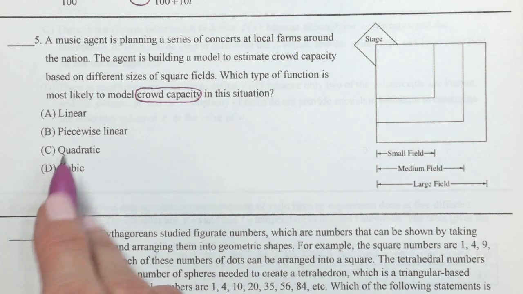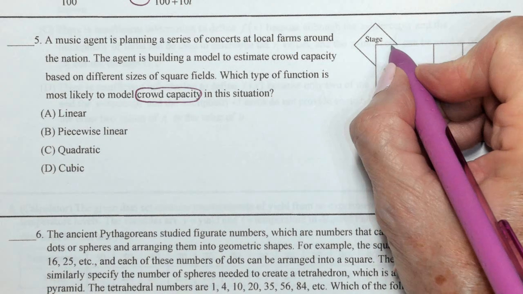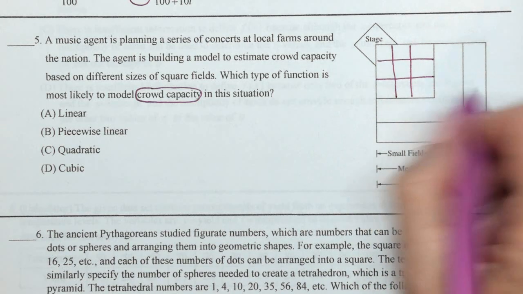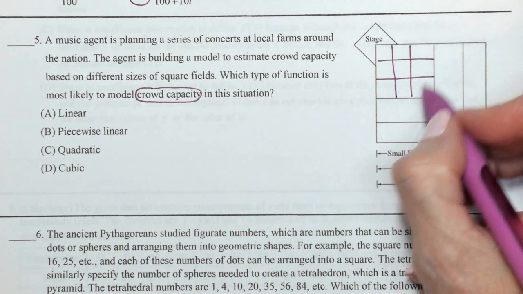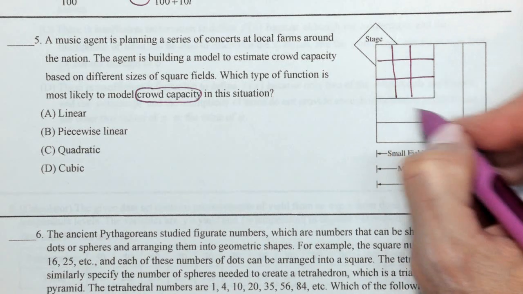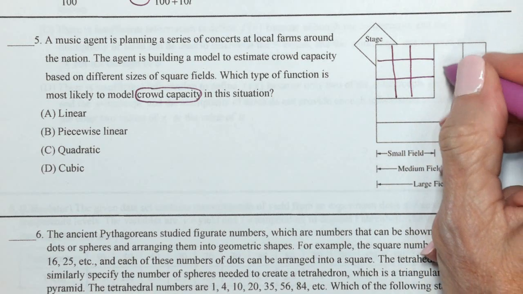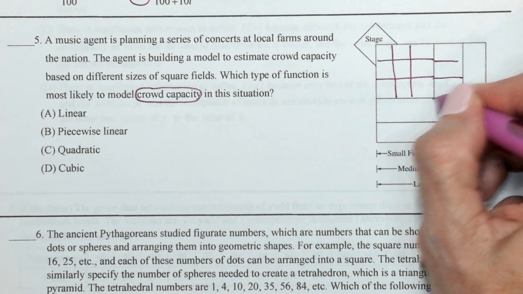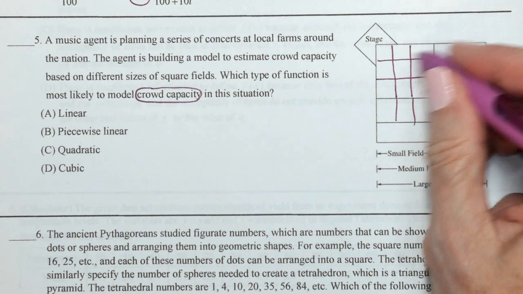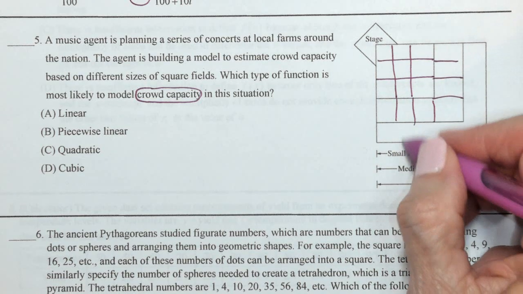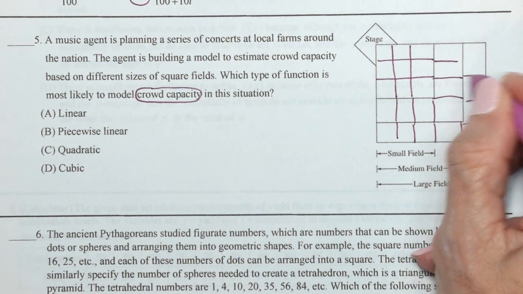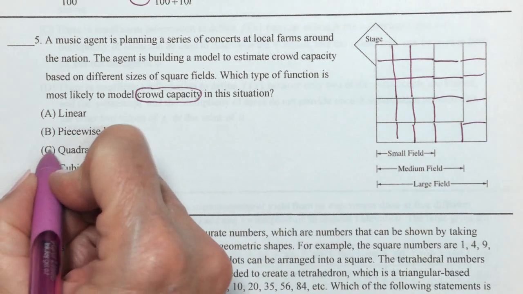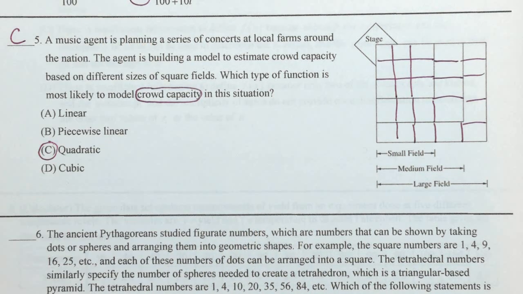Okay. Let's just, for the sake of discussion, say that you could fit 9 people in the first square. How many people would you fit in the next size up? Do you agree that that would be 16? The next size up would be 25. These are increasing, these are square numbers. So this will be a quadratic situation.